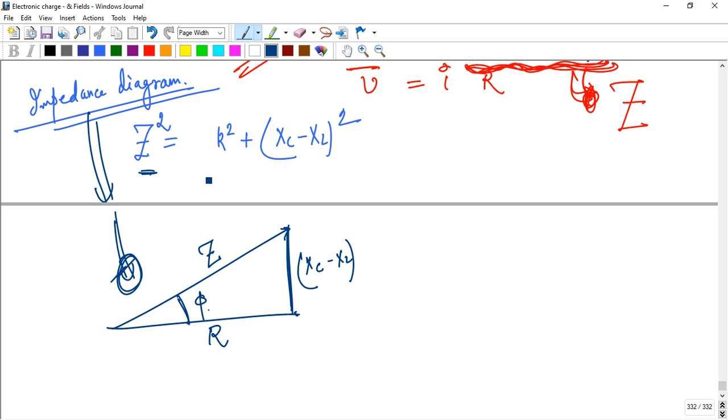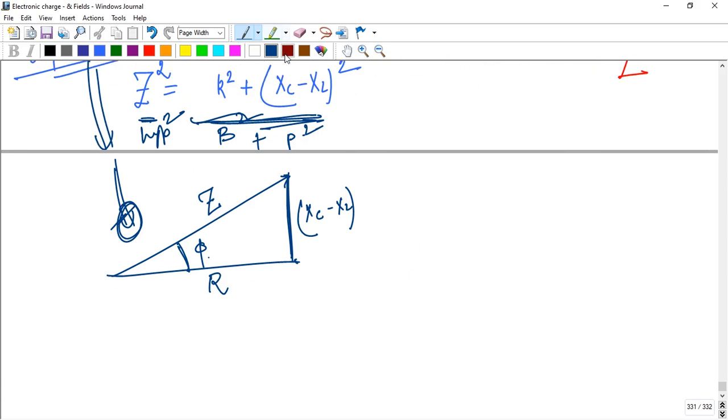If you know the Pythagoras theorem, that's the hypotenuse, that's called the base, and that's called the perpendicular. Base squared plus perpendicular squared is the hypotenuse squared. So here now we find tan phi, the angle between these two. Tan phi is equal to perpendicular by base, so XC minus XL by R. This is the impedance diagram of a right angle triangle, and Z is the hypotenuse. Basic Pythagoras theorem.